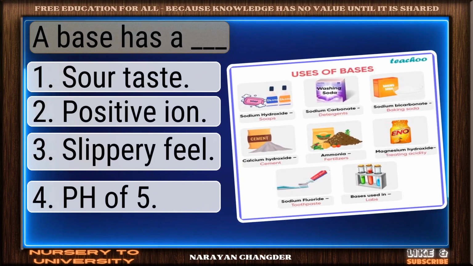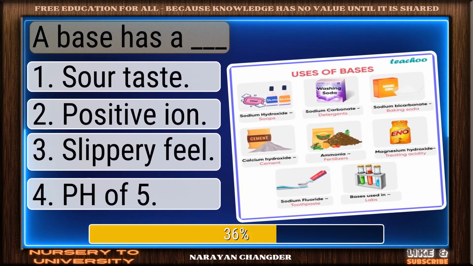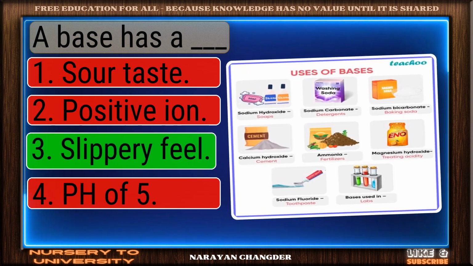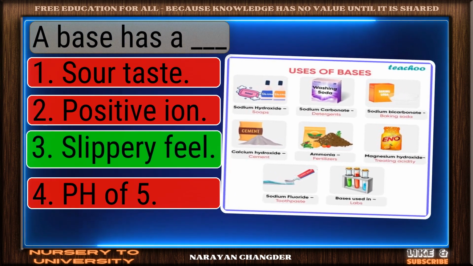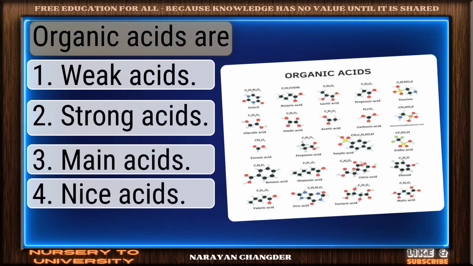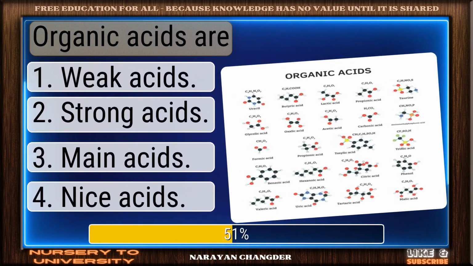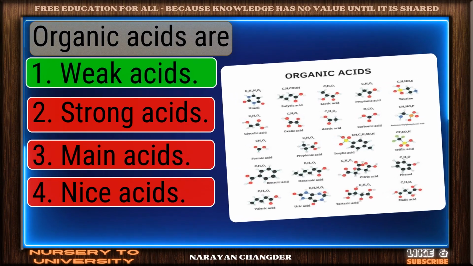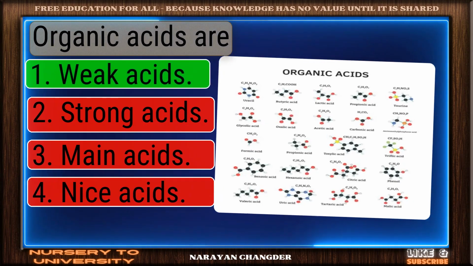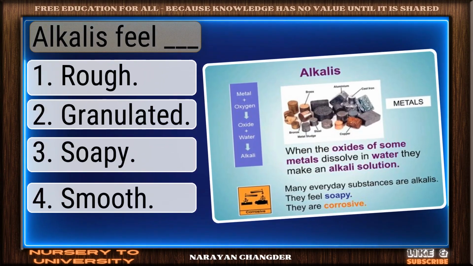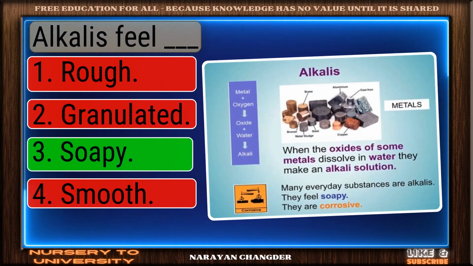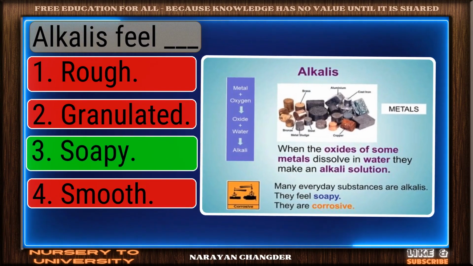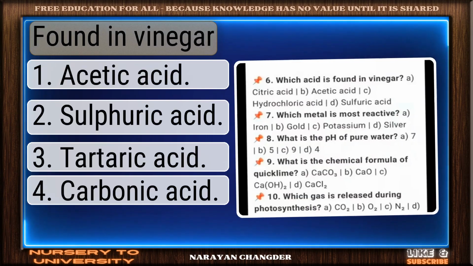Question number 262. A base has a dash? Correct. Slippery feel is the right answer. Question number 263. Organic acids are? You chose weak acids, and it is correct. Question number 264. Alkalis feel dash? You got it. Your choice, soapy, is right.